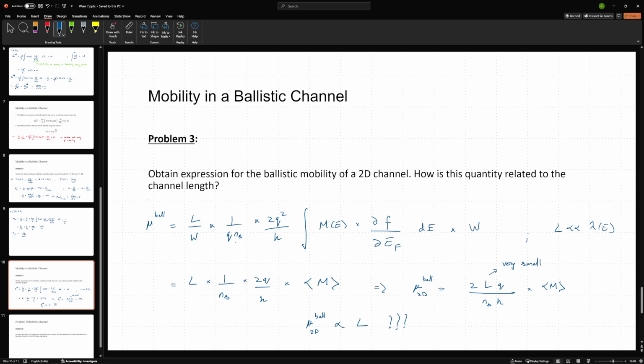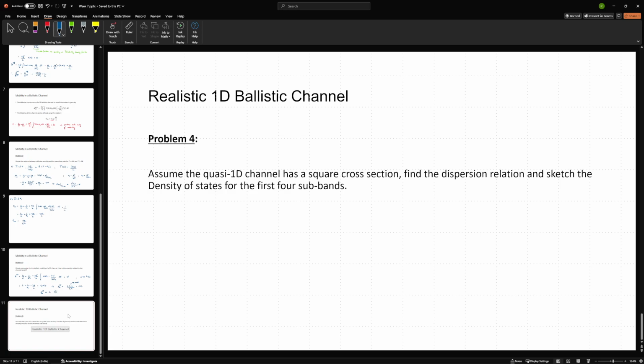So, we are at the halfway mark at this point. Now, let us look at a realistic 1D and a 2D ballistic channel. What is a realistic 1D and a 2D channel? These realistic channels are known as quasi 1D channel or quasi 2D channel. So these are quasi materials. What do I mean by a realistic 1D or a 2D channel? This is what I mean.